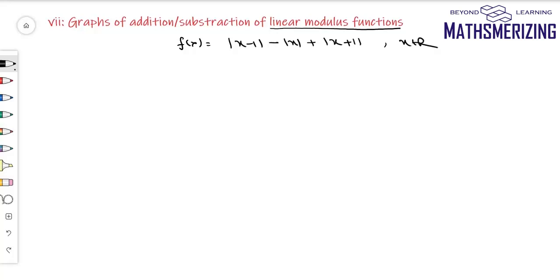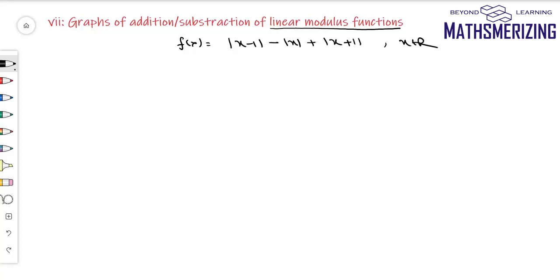Now the general way of solving this question will be: I'll take up different intervals, when x is less than -1, when x lies between -1 and 0, between 0 and 1, and when x is greater than 1. And for each of these intervals, I'll write the definition of each modulus function separately and then I'll add them and subtract them accordingly. Now there is a direct method with which we can draw this graph.